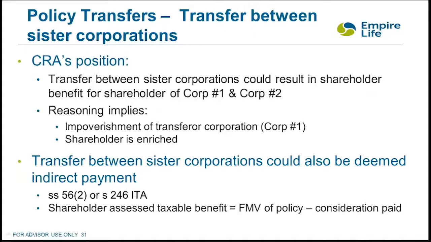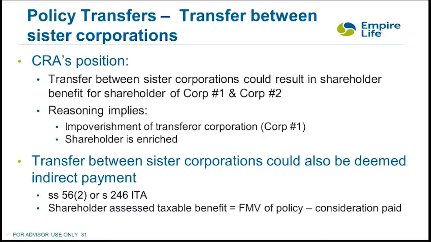The CRA was asked to confirm that no taxable benefit would arise under Section 15 of the Tax Act in a transfer similar to the transfer that we just saw between Corporations 1 and 2. The CRA responded that it is possible that the transferor, Corporation 1, would be impoverished as a result of the aforementioned transaction. In such case, provided that it is demonstrated under the terms of the transaction that the assigning corporation is conferring a benefit on the sole shareholder, Section 15(1) would apply in such a manner as to require the shareholder to include the value of the benefit conferred in computing their income. By making this statement, the CRA implies a two-part test in shareholder benefit analysis: that the transferor corporation is impoverished and the sole shareholder is enriched.